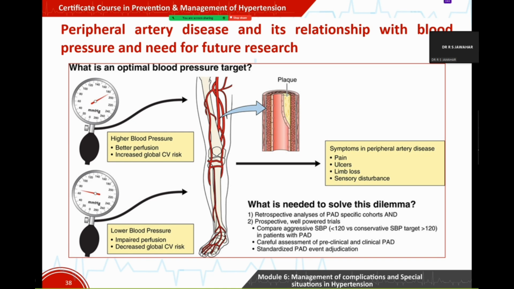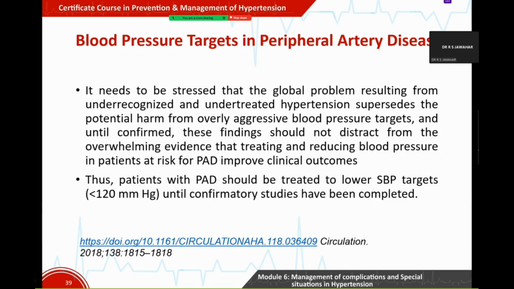What is needed to solve this dilemma? Retrospective analysis of PAD-specific data and prospective well-powered trials comparing aggressive systolic blood pressure targets. Careful assessment of preclinical and clinical peripheral artery disease, and standardized peripheral artery disease with event adjudication.